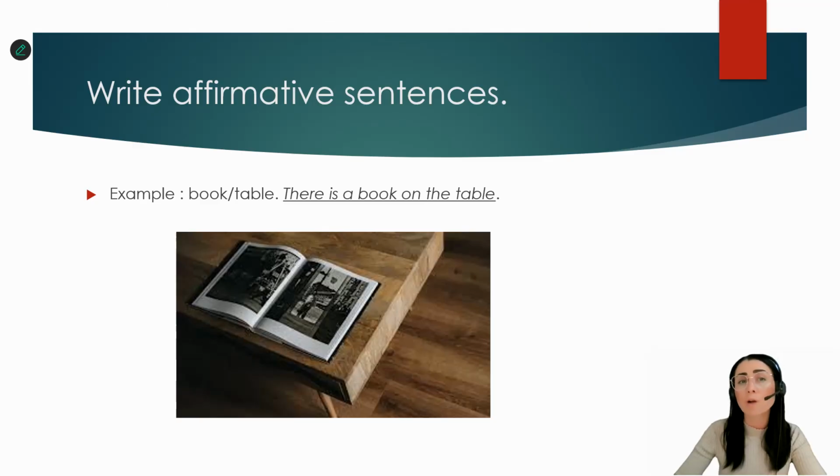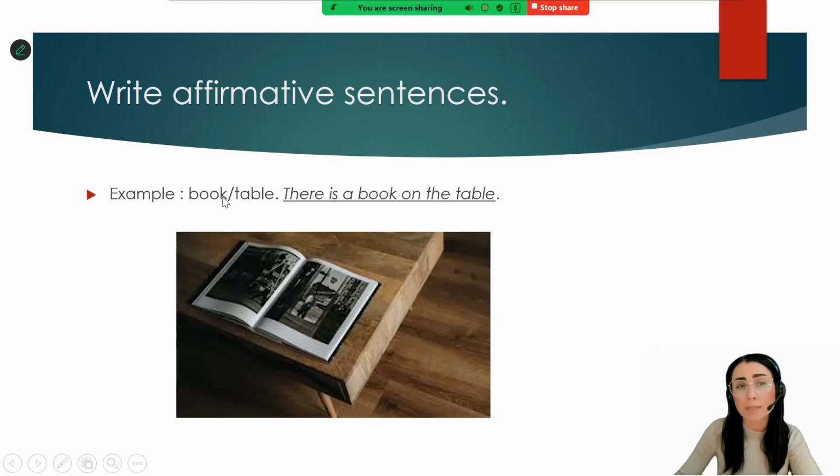Your task is to write affirmative sentences. Affirmative means positive, when you say that something is true. For example, you have 2 words, book, table, and a picture. Where is the book? The book is on the table. So we make an affirmative sentence with there is. Put there is in the beginning. There is, then put an article a, because we speak about one book. There is a book on the table.